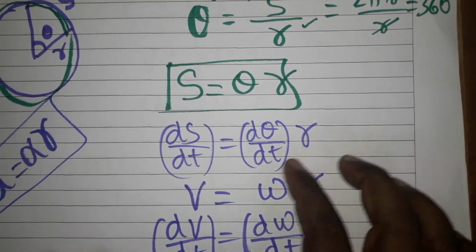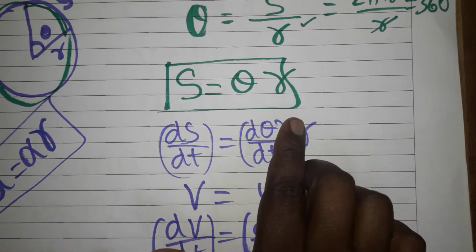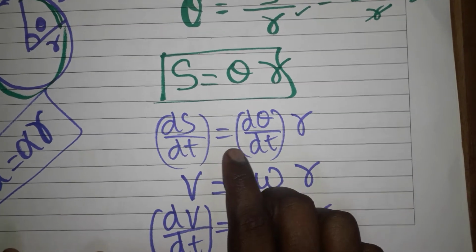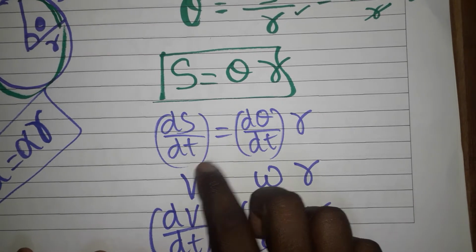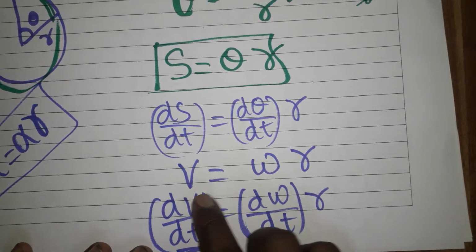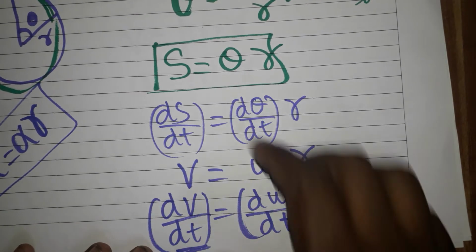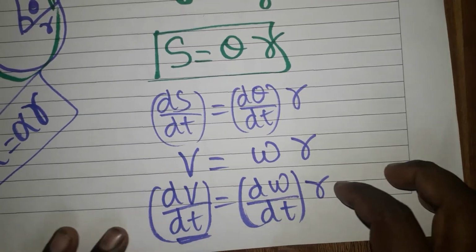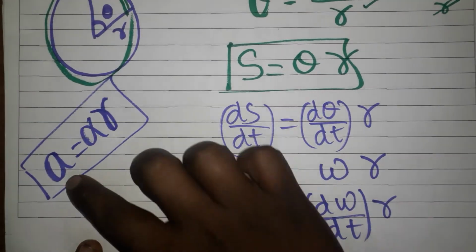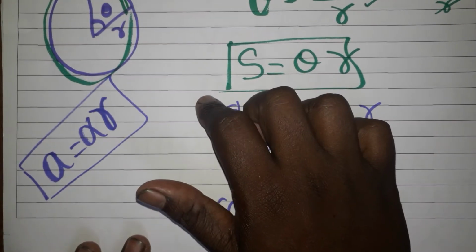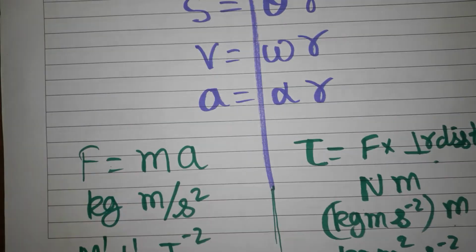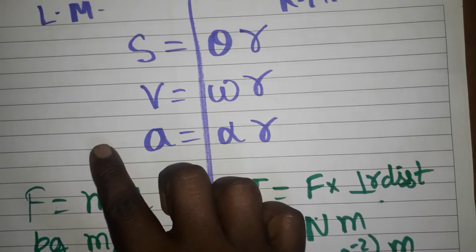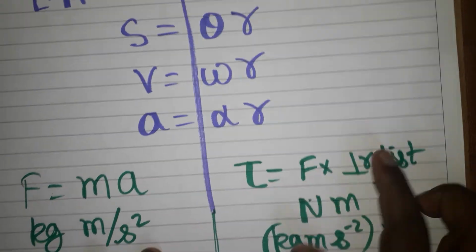Differentiating this equation, what do we get? Velocity ds by dt, d theta by dt into radius, so v is equal to omega times r, because this is linear velocity, angular velocity into radius. Again differentiating, a is equal to alpha times r. So finally we got s is equal to theta times r, v is equal to omega times r, a is equal to alpha r.